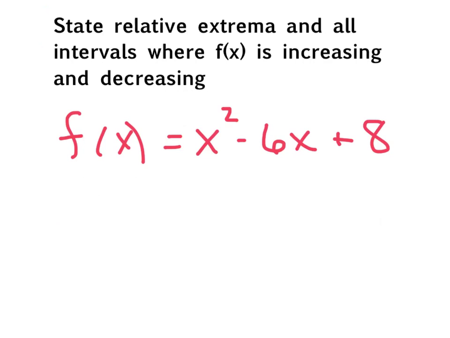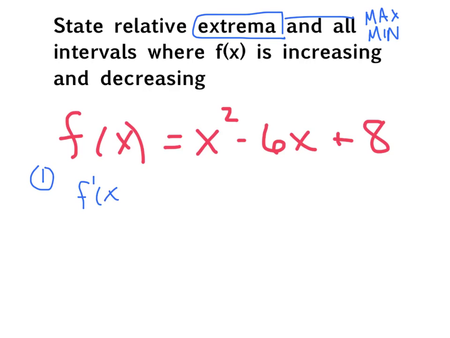State all relative extrema and find the intervals where f of x is increasing and decreasing. So again, this word extrema is plural. It wants you to state both maxes and mins. And of course, that's relative maxes and mins. Alright, so if you look back at those steps you just copied down, the first step said find all critical points. So I'm going to take the derivative and set it equal to 0. 2x minus 6 equals 0. Add the 6, divide by 2, x equals 3. Alright, step 1 is done.